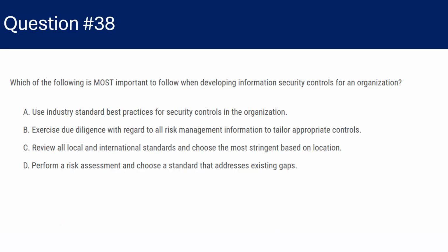Question 38. Which of the following is most important to follow when developing information security controls for an organization? A, use industry standard best practices for security controls in the organization. B, exercise due diligence with regard to all risk management information to tailor appropriate controls. C, review all local and international standards and choose the most stringent based on location. Or D, perform a risk assessment and choose a standard that addresses existing gaps.